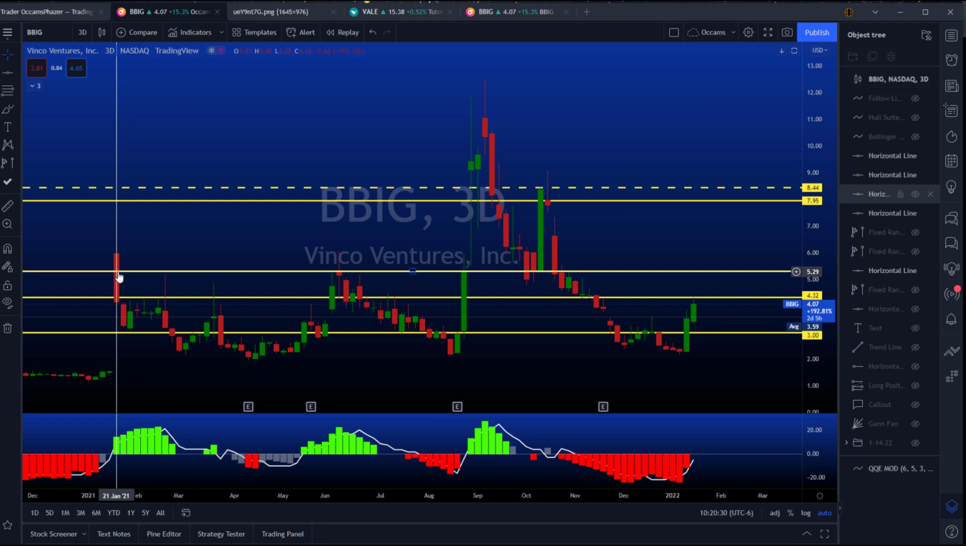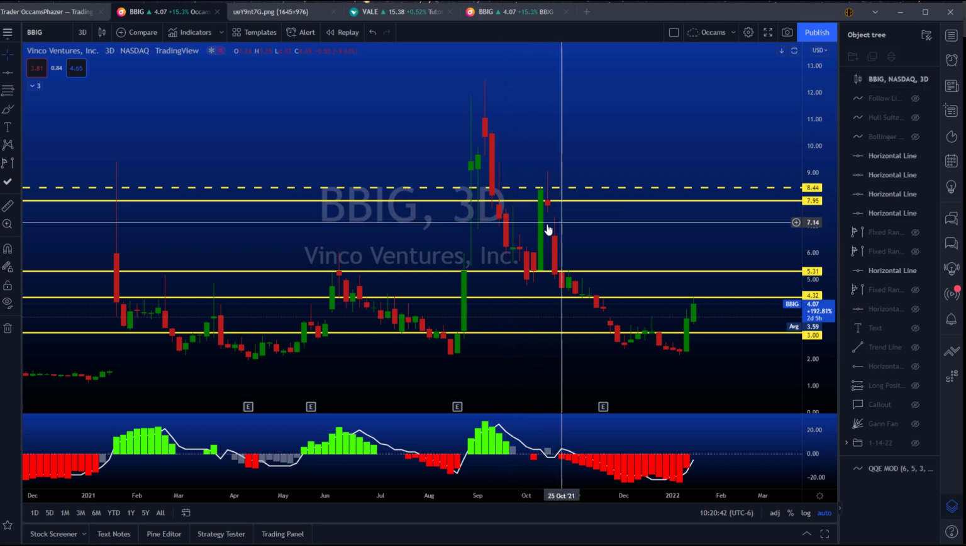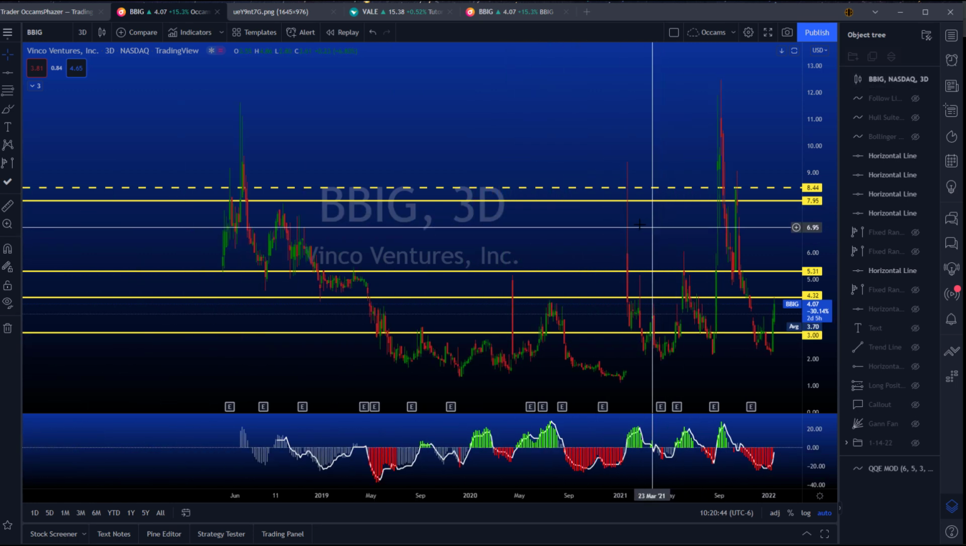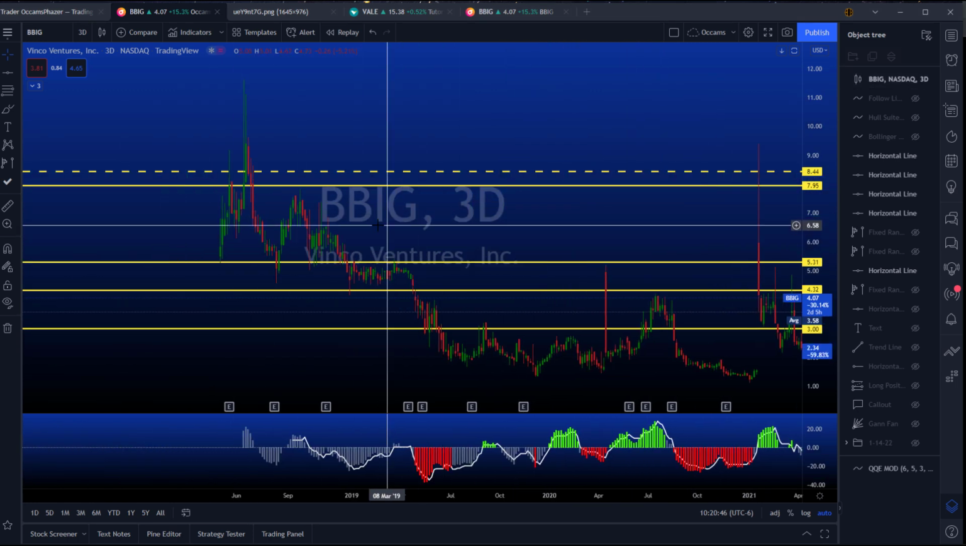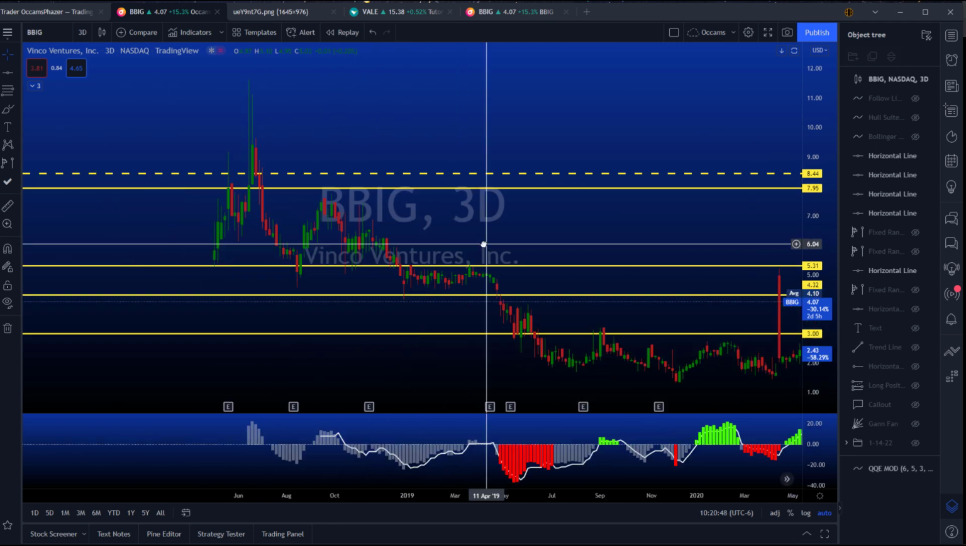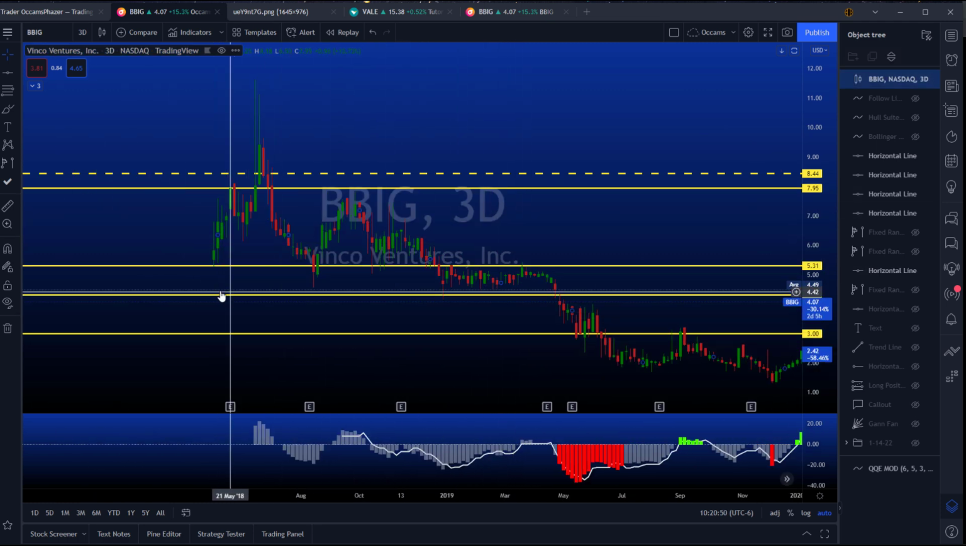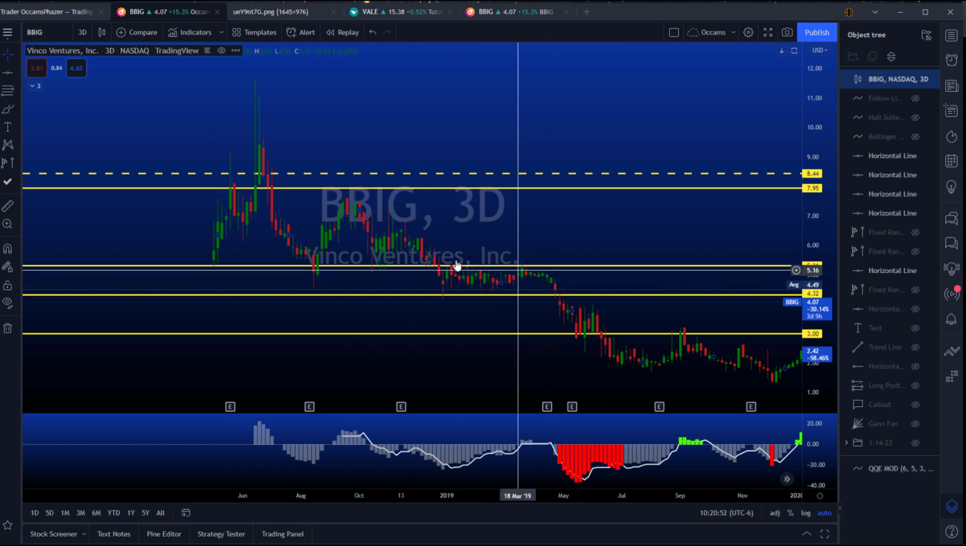BBIG likes to very quickly move through this region with violence. So the longest time it ever spent in this zone would actually be back here between December 18.